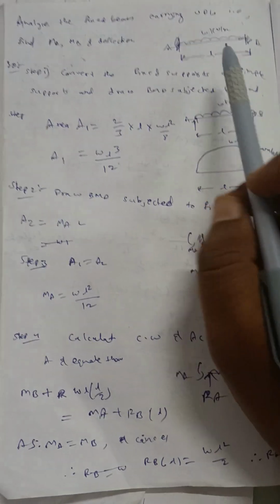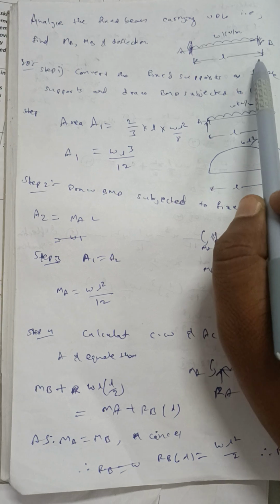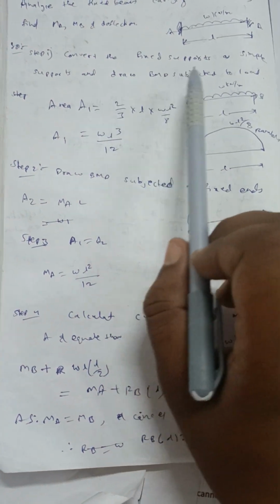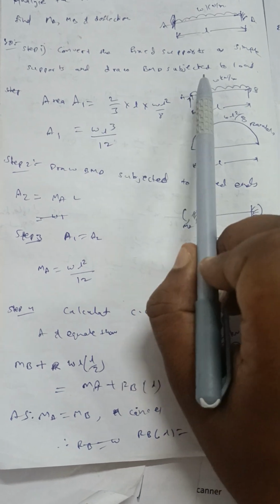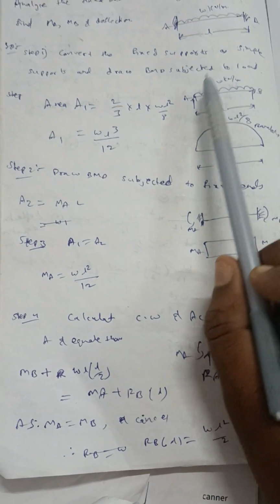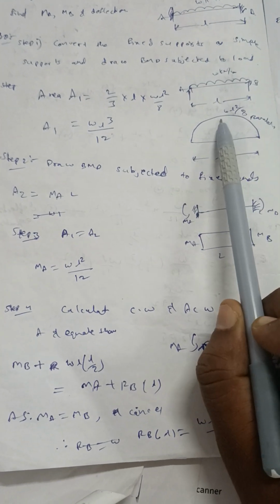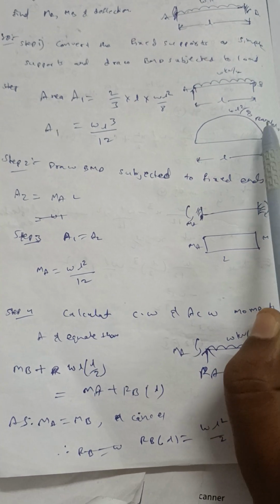So when there is UDL on the fixed beam, okay, this is the figure, length L is the length. First step is to convert the fixed supports to simple supports, draw the bending moment diagram and calculate the area. So I have removed these supports, I have kept simple supports. And this is the bending moment diagram. Maximum bending moment is WL square by 8. It is in the shape of a parabola.